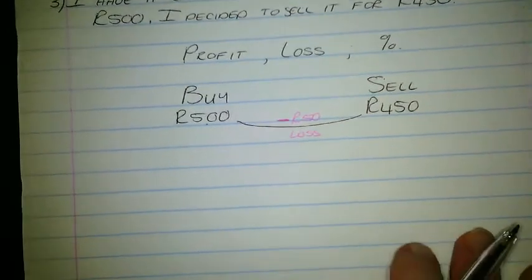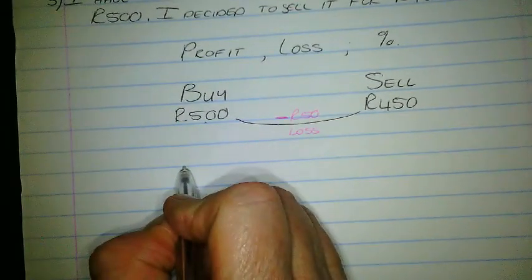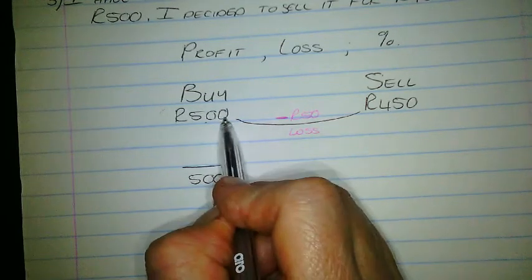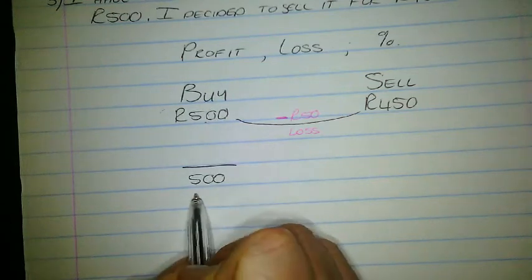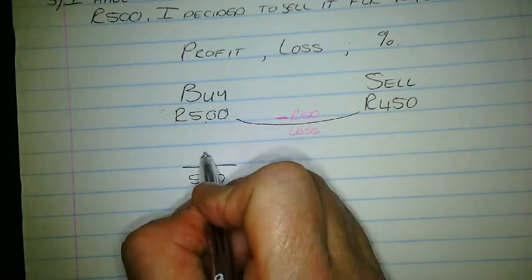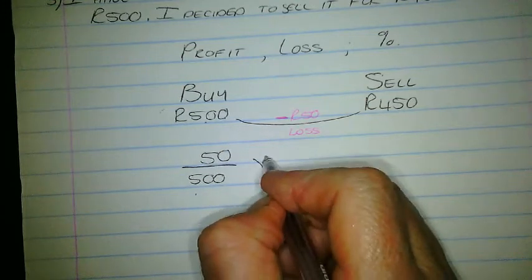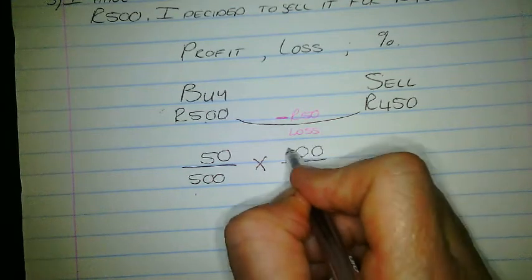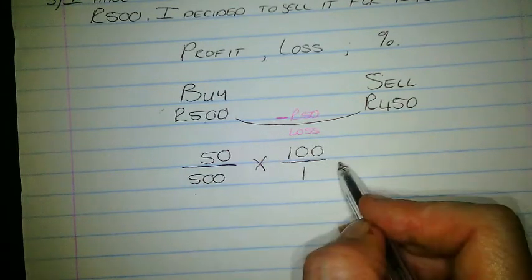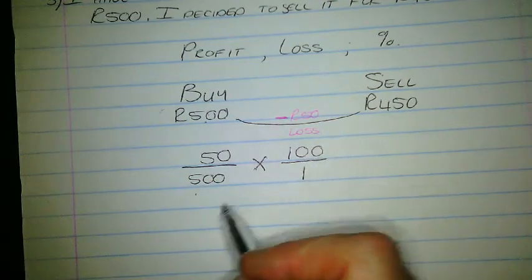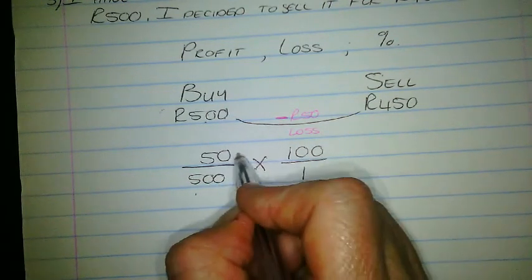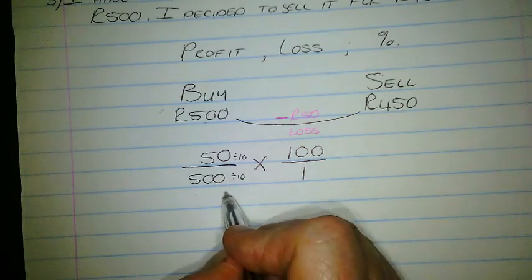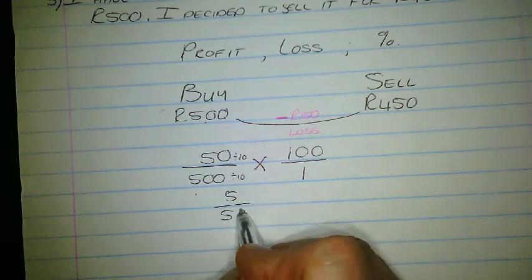But now to do the calculation of percentage, I'm just going to make my own sum. So my first value, what I bought it for, is going to be my denominator. The difference between the two is going to be my numerator, then multiplied by 100 over 1. And then I can simplify this whole sum. Okay, let's simplify by dividing by 10 by 10. That's going to be 5 over 50.